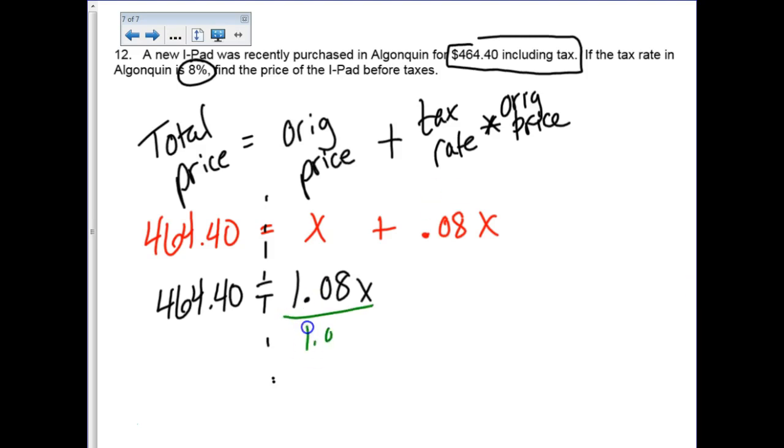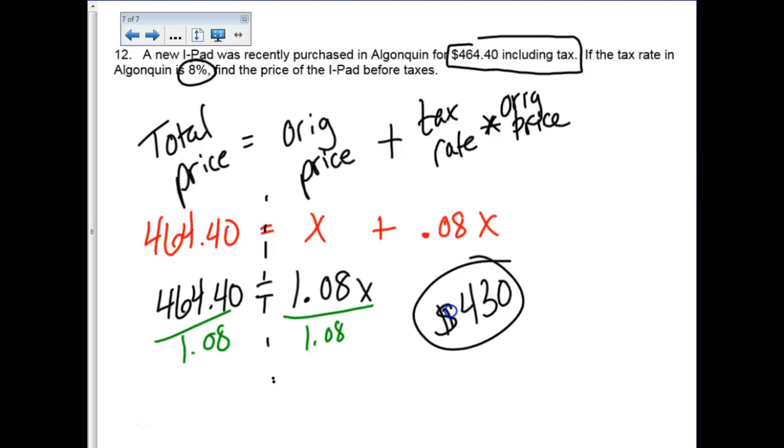All right, divide by 1.08. And I bet it comes out to something pretty. Let's see, 464.4 divided by 1.08, $430. And again, this is a good opportunity. You all shop, so you know how this works. If I said my original iPad price was $430, and then after taxes it was $464.40, that makes sense.